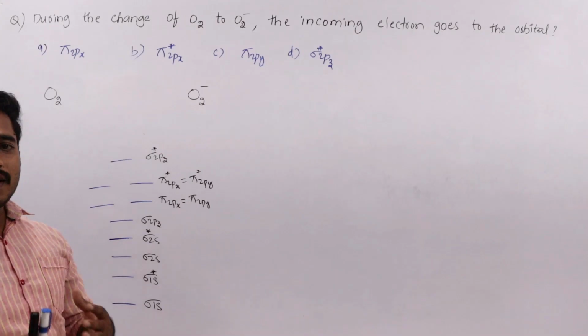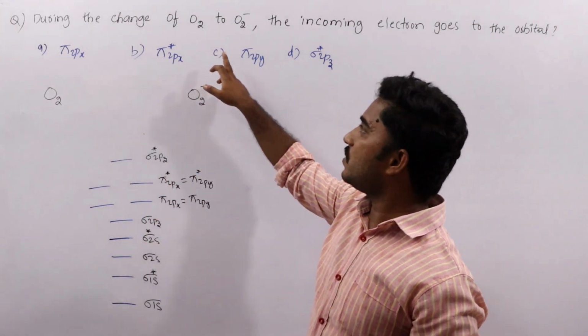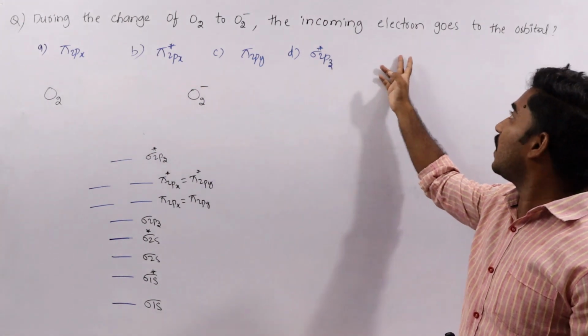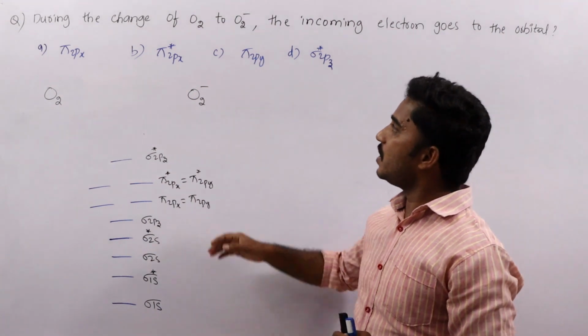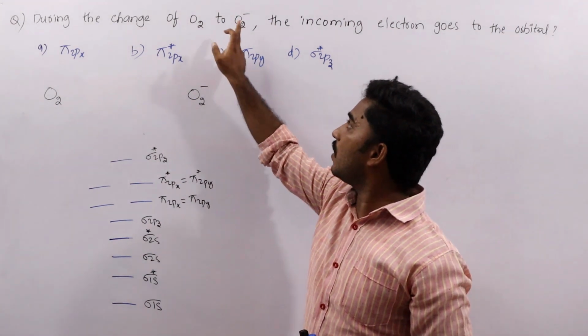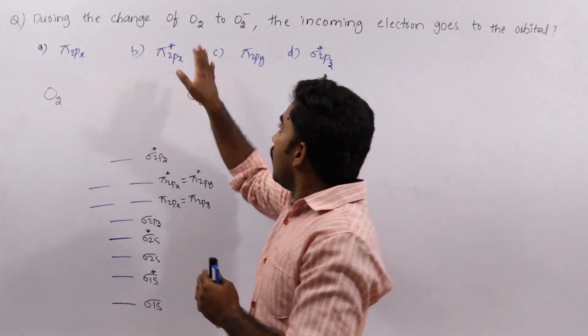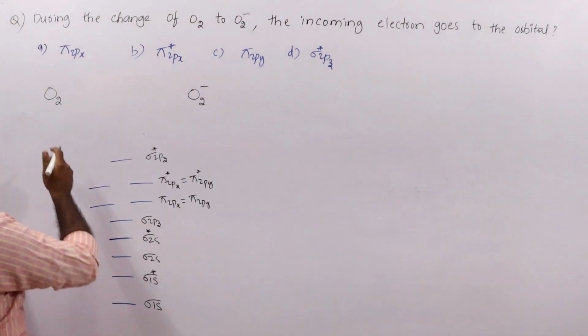Okay, let us discuss the next question. During the change of O2 to O2 minus, the incoming electron goes to which orbital? While changing from O2 to O2 minus, O2 contains how many electrons first? O2 contains 16 electrons.